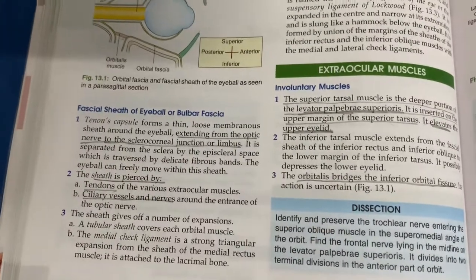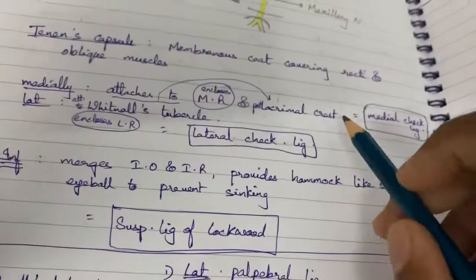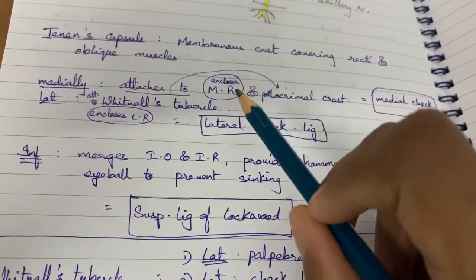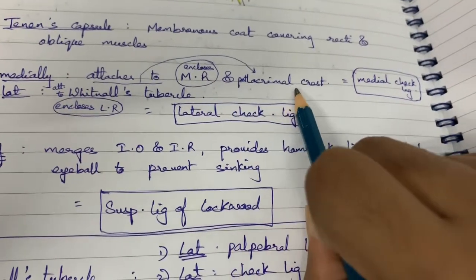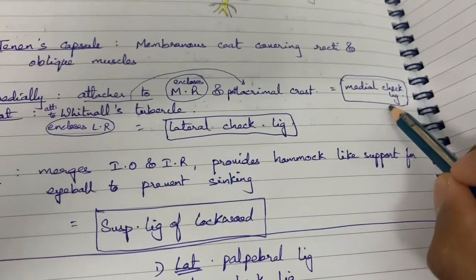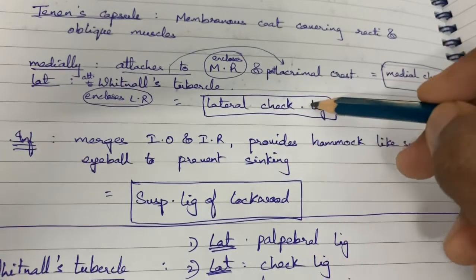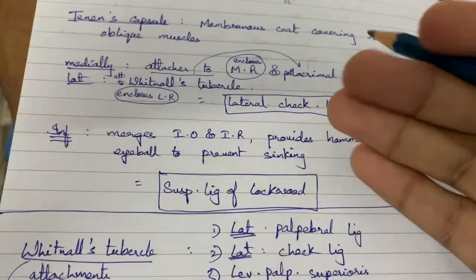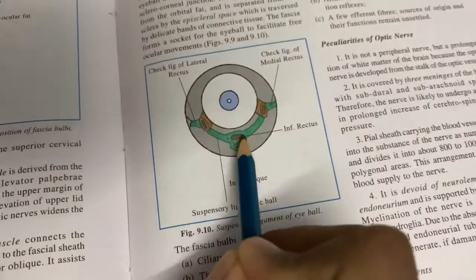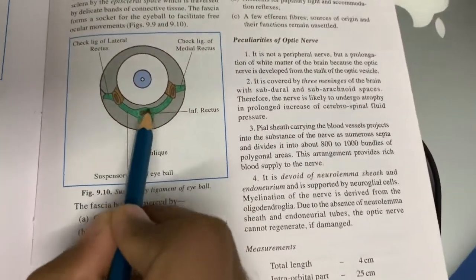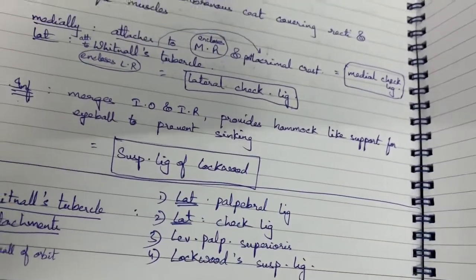Coming to Tenon's capsule or the bulbar fascia. It is a membranous coat that covers the recti and the oblique muscles. Medially it encloses the medial rectus and attaches to the posterior lacrimal crest, and it forms the medial check ligament. Laterally it encloses the lateral rectus muscle, attaches to Whitnall's tubercle, and forms the lateral check ligament. Inferiorly, it merges with the inferior oblique and inferior rectus, as you can see here, and it forms the suspensory ligament of Lockwood. This ligament helps in preventing the sinking of the eyeball downwards.